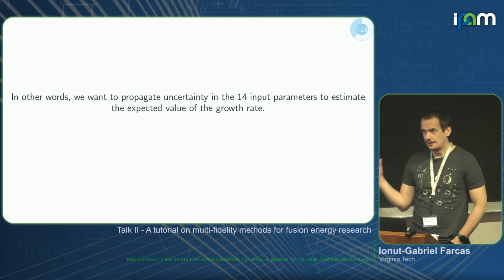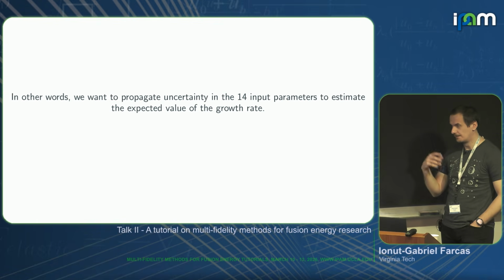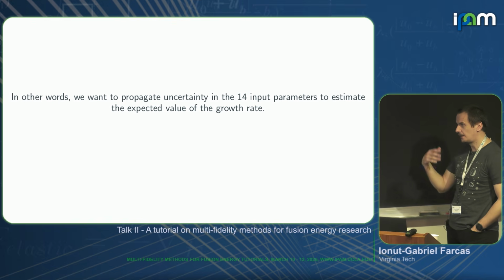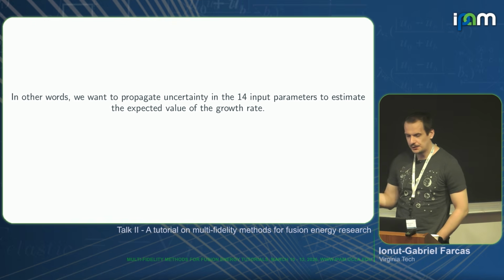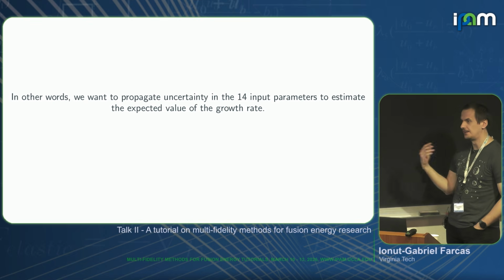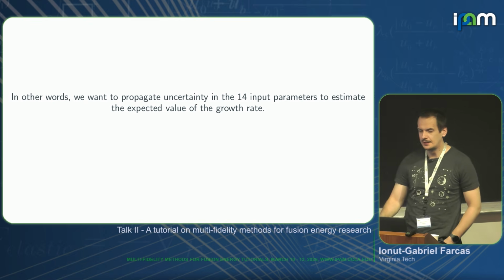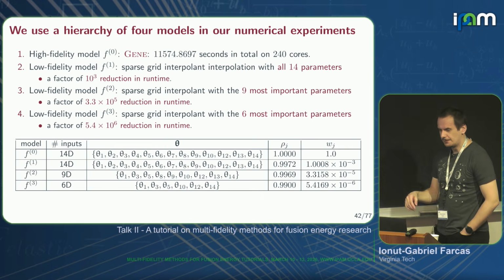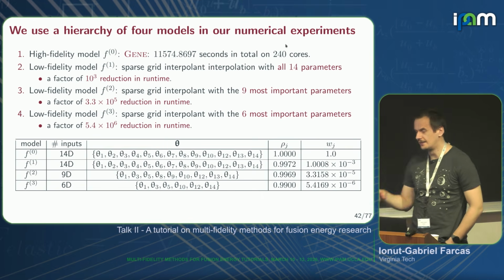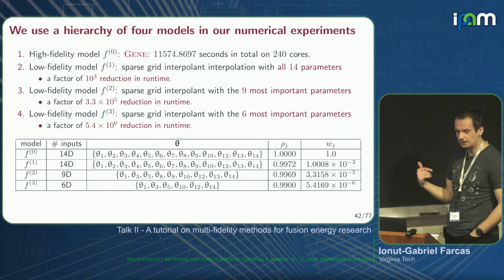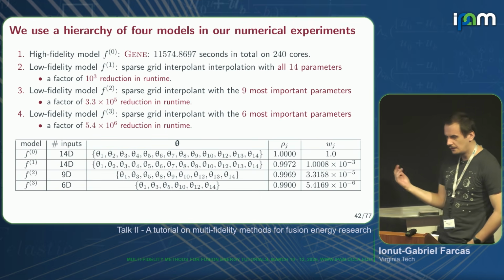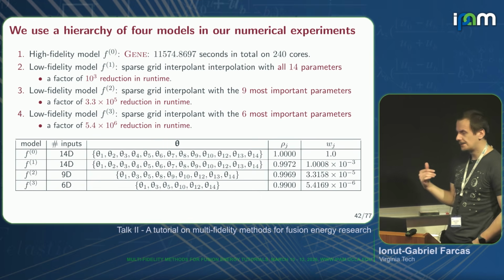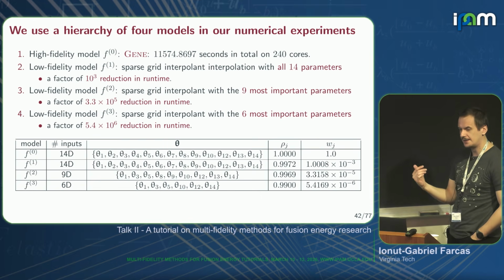And the quantity of interest here was simply the growth rate of the most unstable mode. In the sense of uncertainty propagation that we discussed so far, what we wanted to do was to propagate the uncertainty in these 14 input parameters that we consider to be uncertain. Our goal was then to estimate the expected value of the growth rate given the uncertainty in these 14 parameters using Monte Carlo estimators. Without going into details here, because this warrants a separate discussion, we had a hierarchy of 4 models. The high-fidelity model given by GENE, which relative to the other models was more costly. Then we had 3 low-fidelity models, all data-driven, all constructed using the same method.